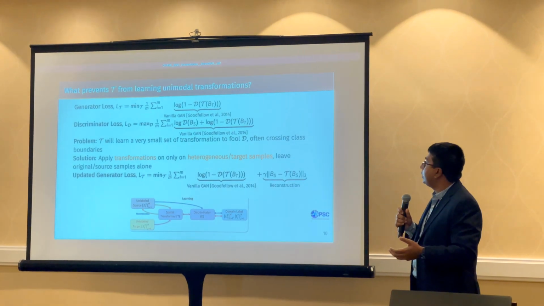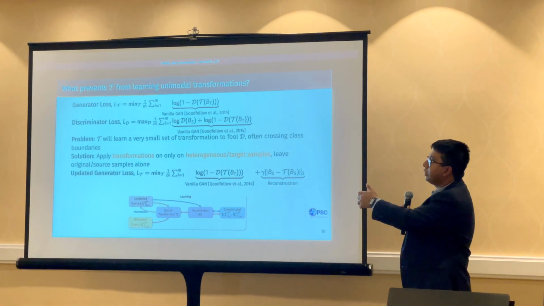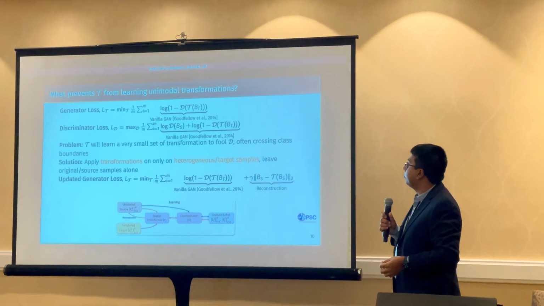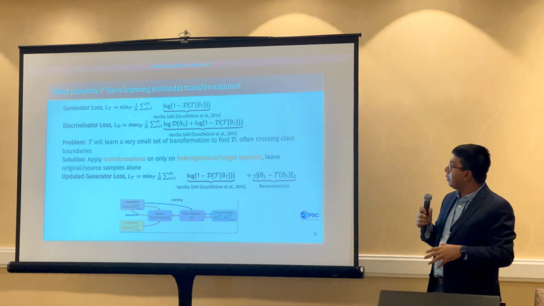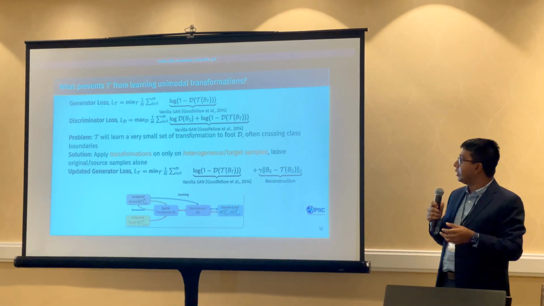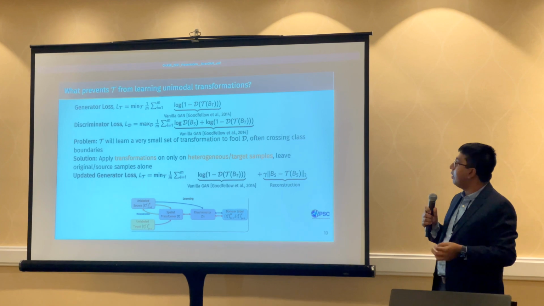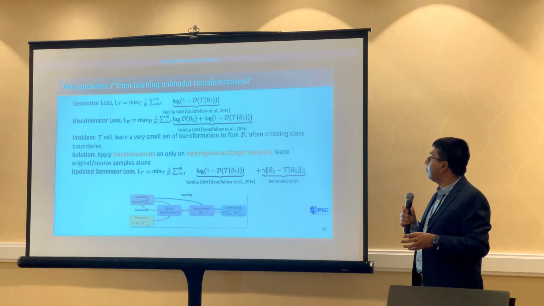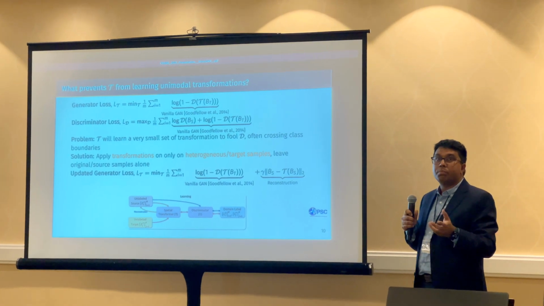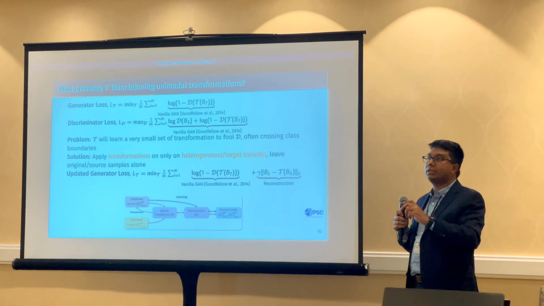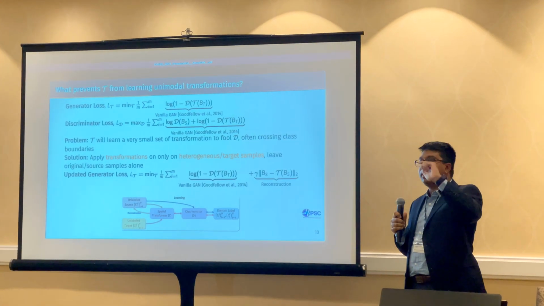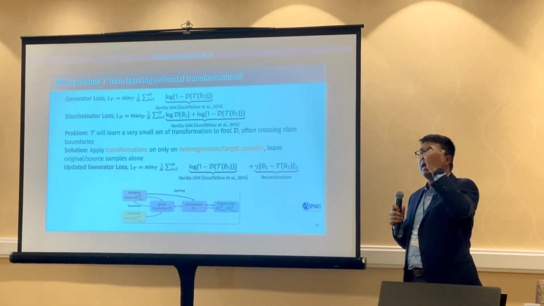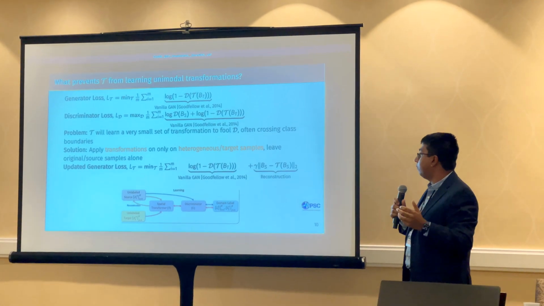Now, as you would assume, the generator loss and discriminator loss are very similar to the vanilla GAN that was proposed in 2014. But here, because we are doing a set of transformations, the transformer might learn a very small set of transformations to fool the discriminator, and it doesn't have any label information, so it might cross the label boundaries. It might just say, oh, I can just put it in that place, and it just memorizes that, and every sample will be mapped there, and the classifier will actually fail.